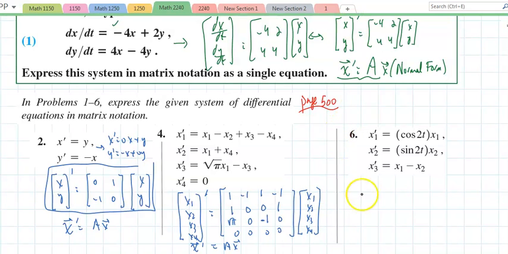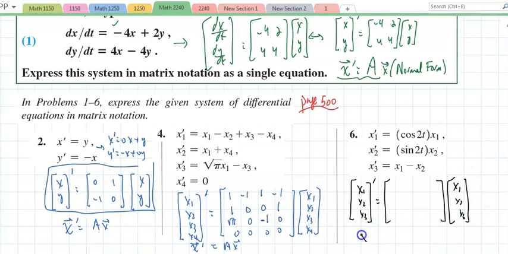And how about here? The same deal. Wouldn't you say this is x1, x2, x3 equals x1, x2, x3? Again, we're going for x prime equals Ax. And here, isn't that cosine of 2t, 0, 0, 0, sine of 2t, 0, and 1, x2 and x3? And there it is.